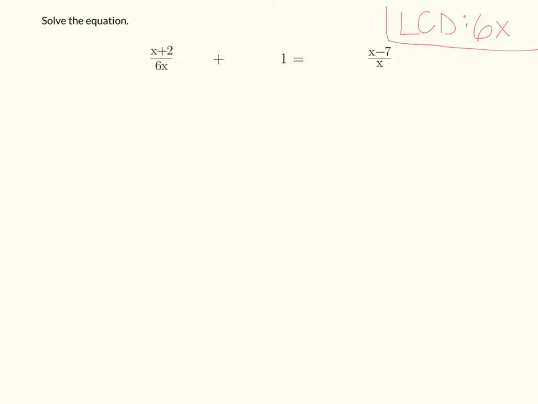Okay, now I need to multiply all three fractions by 6x, or 6x over 1. I don't really like to write the over 1. Your book does have over 1 in the example, so it's up to you if you want to put it or not. It doesn't really matter. All right, we're multiplying all of them by 6x. In this first case, it's going to cancel out. 6x over 6x cancels out. We're left with just x plus 2.